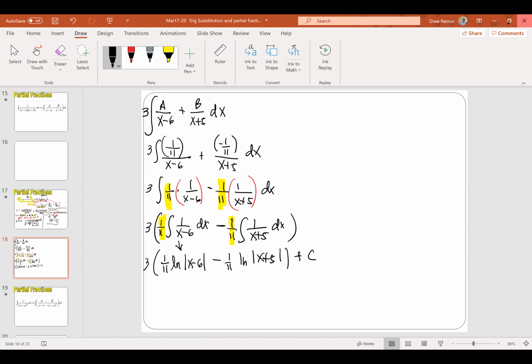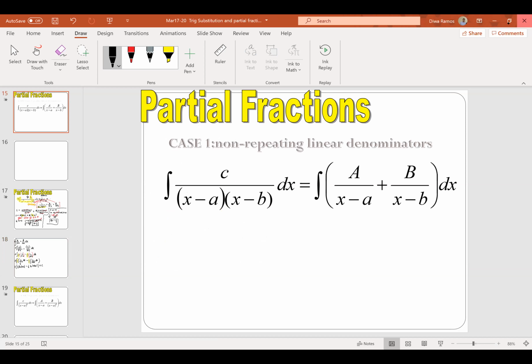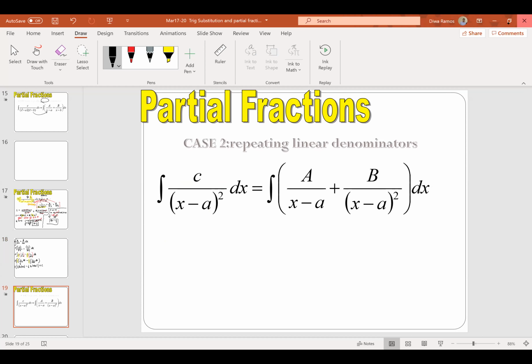All right. So that's the first case. The first case is we have non-repeating linear denominators, which can be decomposed into separate fractions called partial fractions. Now, the second case, which will be the last case we'll talk about today, is when we have repeating linear denominators. We'll go over the third case, but we won't solve anything in the third case.